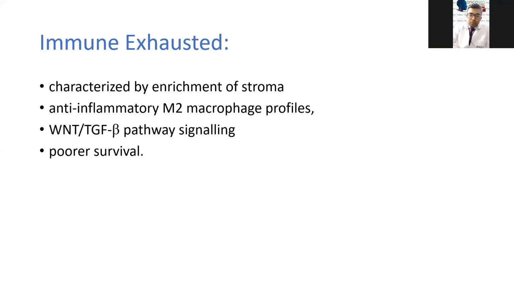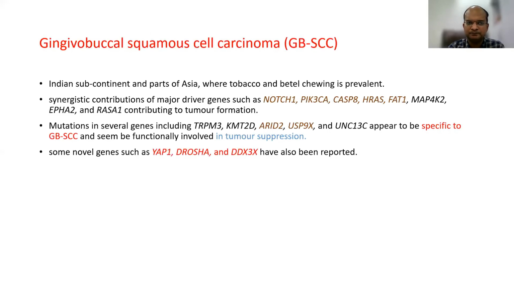In the immune exhausted type, there is less immune response, whereas desmoplastic stroma is more abundant in these tumors, with an anti-inflammatory type of macrophage profile and poor survival.